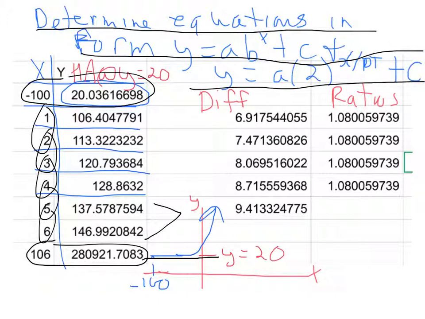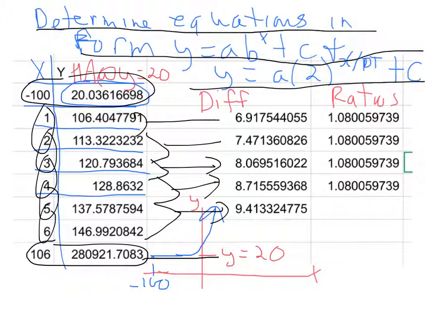So the first difference I would do is 146.99 minus 137.57, and that gives me that answer. Then again, I do the subtraction there, subtraction there, subtraction there, and so on. And then these are my differences right here. So that's how much it's growing by. So we have growth here of each of these values.